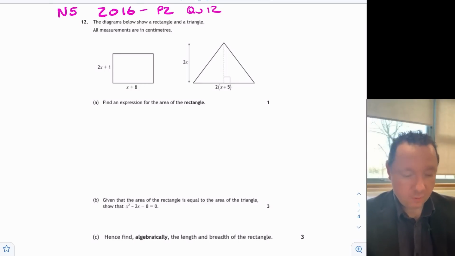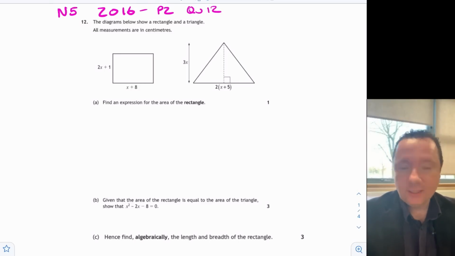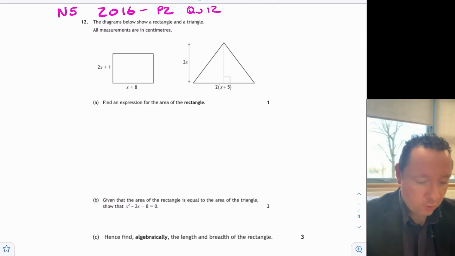Mr. Cleland here from Cleland Maths. So another hard question that we're going to look at, this time from a National 5 paper. It was a 2016 Paper 2 Question 12. So a good few years ago, but quite a common type of question to come up.